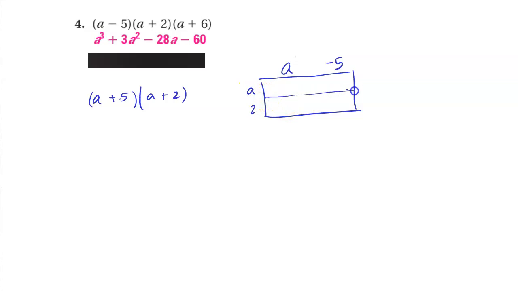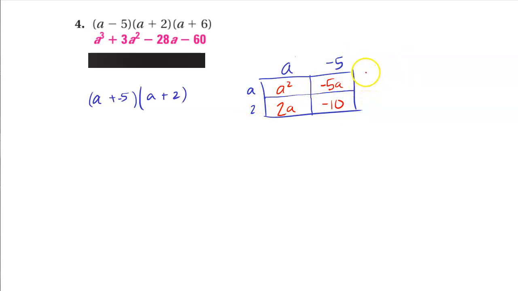And all I do here is I then create rows and columns, and then I multiply each one of these rows and columns together to get basically the area of each box. It's kind of like an area model. So to get this box right here, I take a times a, which is a squared. To get this box right here, I take a times negative 5 to get negative 5a. To get this one right here, I take 2 times a, so 2a. And then to get this one here, I take 2 times negative 5 to get negative 10.